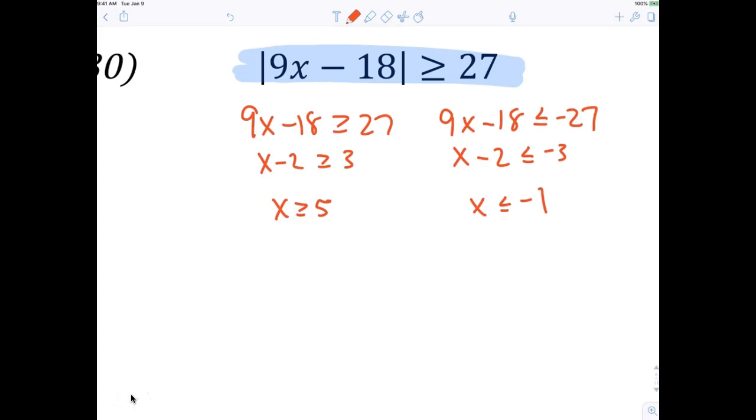Do you agree with that? And again, for those of you who can't see it, that's what you're practicing. Think about the number line. I'm greater than 5 and less than negative 1. They're going in opposite directions, right? So if they're going in opposite directions, we'd say from negative infinity to negative 1, union 5 to infinity.